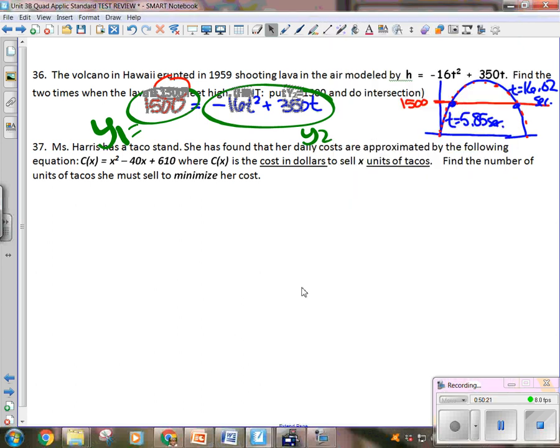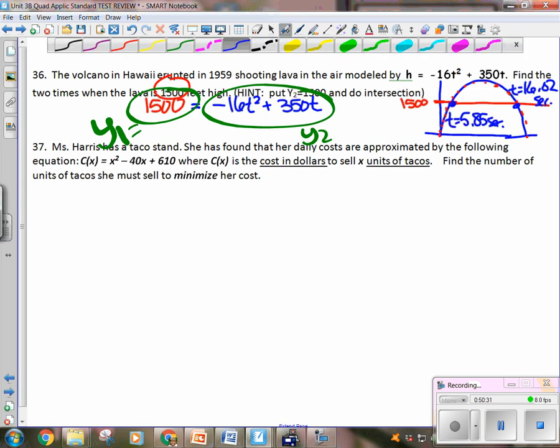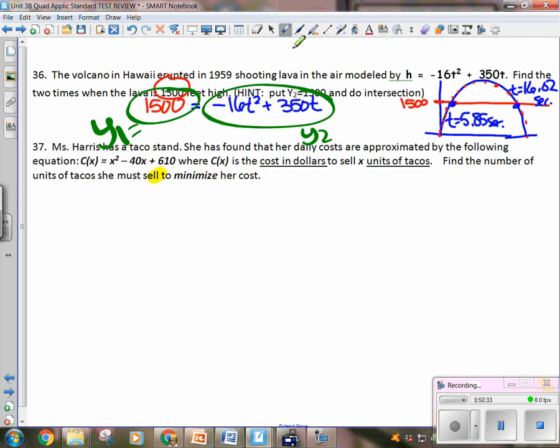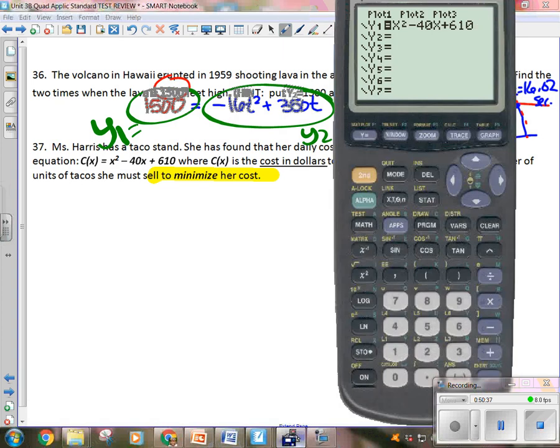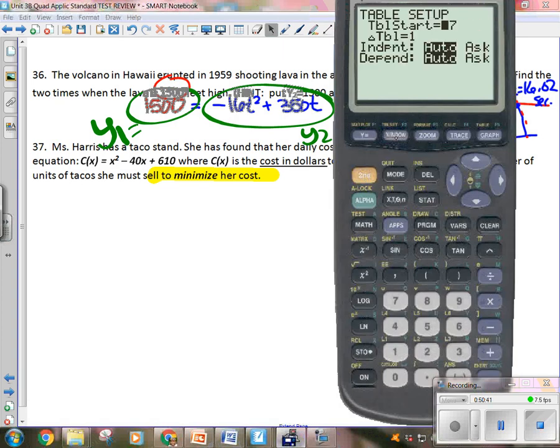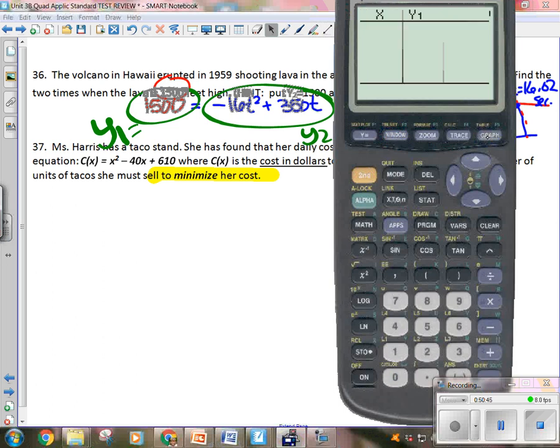Taco stand, she has found that the daily costs are approximated by the following. So we have a cost equation. X units of tacos. Find the number that would minimize her cost. Minimize. That means I'm looking for the lowest number in the table. Okay, let's just make sure we know that. Minimize the cost. Second, let me make sure my table settings. Okay, let's go start at 0. And I do have it in ones. Let's go look at the table.